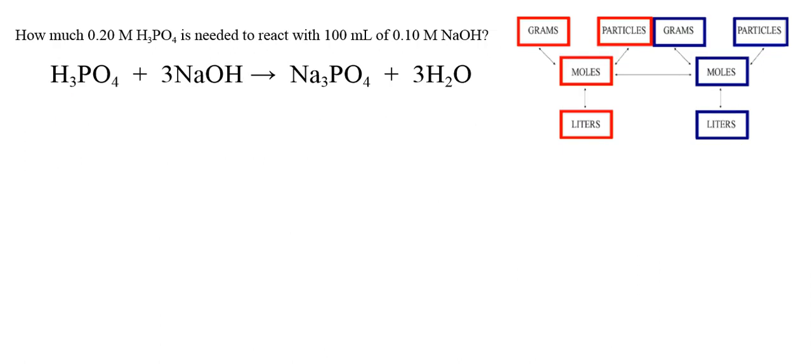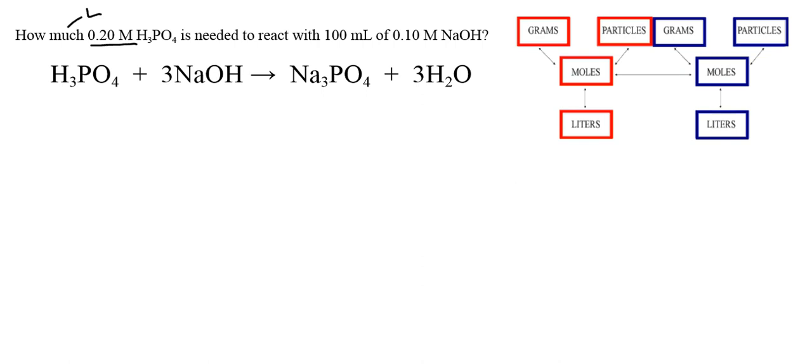All right, our next question. Again, it's about organizing our information. So it says how much 0.20 molar H3PO4 or phosphoric acid is needed to react with 100 milliliters of 0.1 molar NaOH. Okay, so this one's a little different because what it's asking is how much. So when it says much and then it says a solution, usually what we can do is assume liters. Okay, we're going to try to assume volume there.